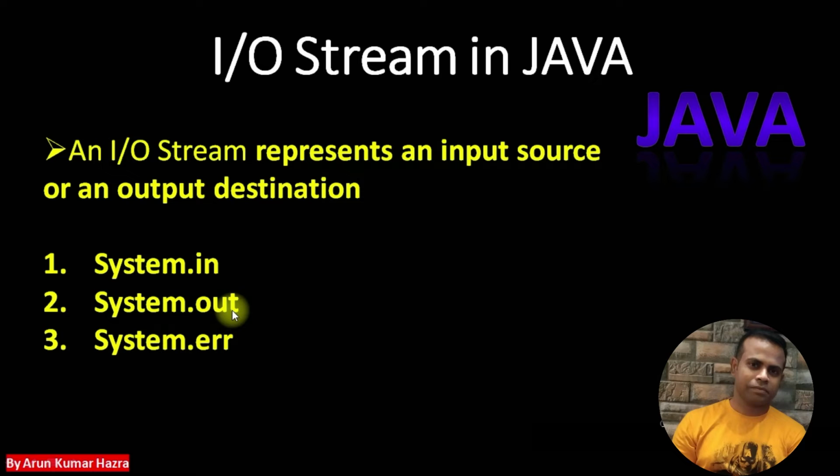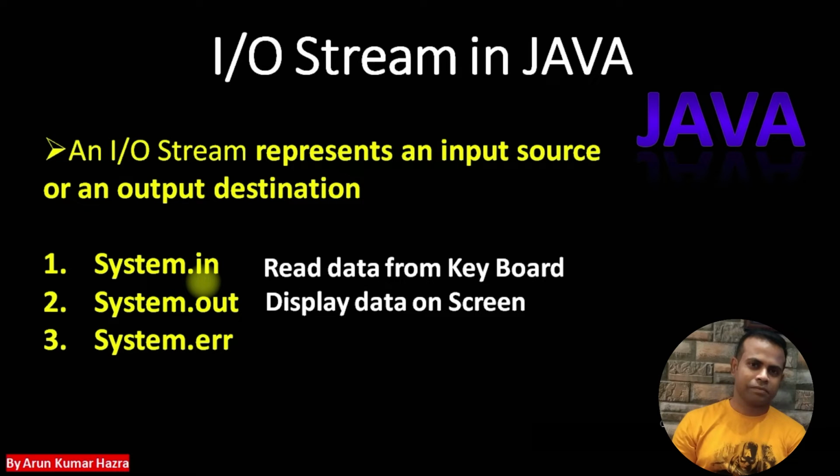We are already familiar with System.out. We use a number of print statements with System.out.println. Similarly, System.in denotes reading data from the keyboard, so for that we use System.in. I just used this System.in under the Scanner class instance. System.out is used to display data on the screen, and System.err basically displays errors on the screen. So these are the three IO streams used in Java for different purposes: one is reading data from the keyboard and the others display data on the screen.